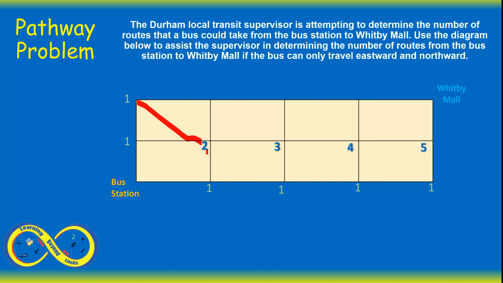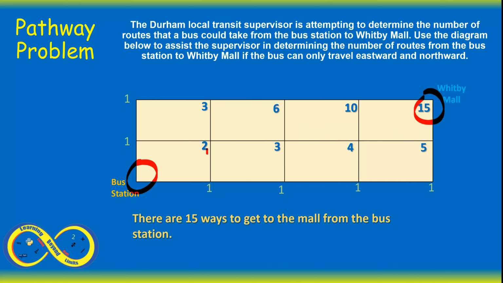This one route with that one route gives you 3, and that 3 with that 3 will give you 6. That 6 with the 4 gives you 10, and the 10 with the 5 gives you 15. From that, we can see from this point to this point, there are 15 routes to take. So there are 15 ways to get to the mall from the bus station.